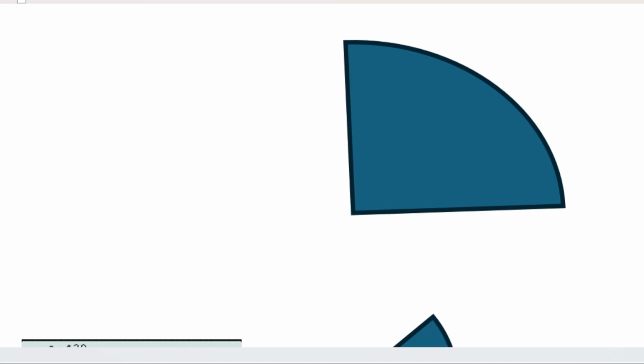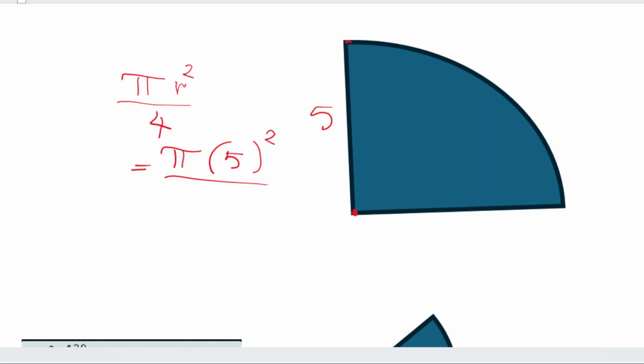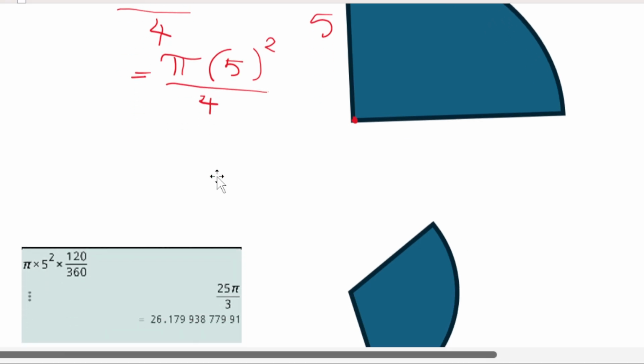Now let's look at the third example here. This is a quarter of a circle. Again, let's say this length here is 5, which is the radius, this is the center, and that's a point on the circumference. So the area again is pi times the radius squared divided by 4. Why? Because it's a quarter of a circle. It's going to be pi times 5 squared divided by 4. Plug this in your calculator and you get the answer.